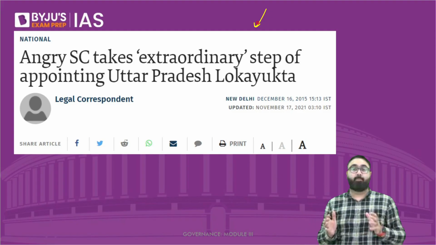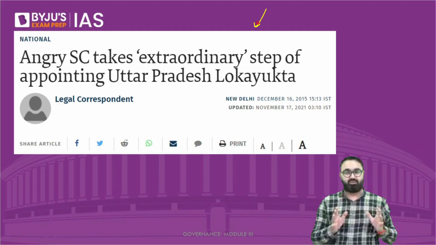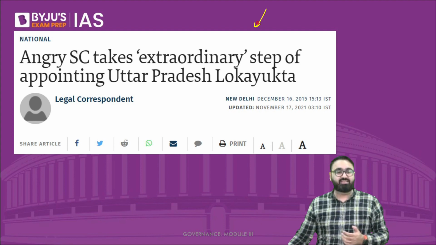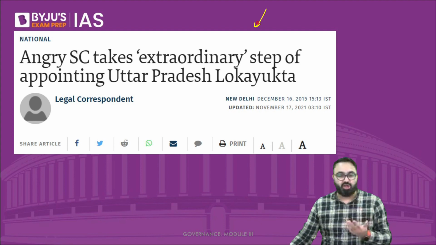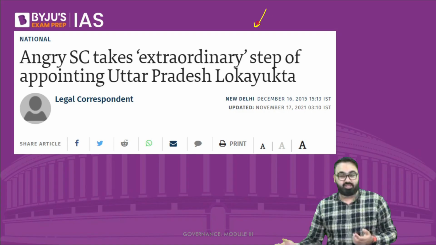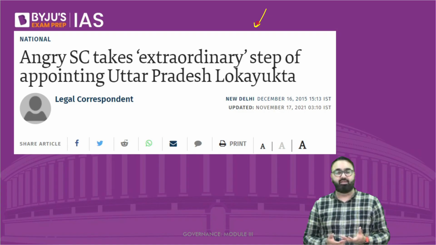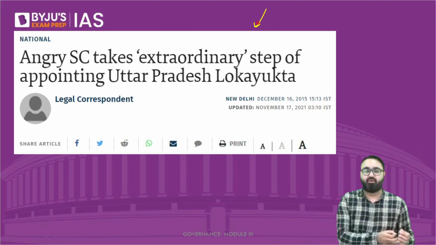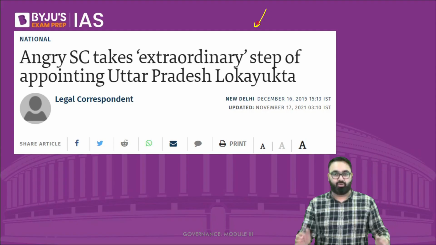Lokayukt is to be appointed by the governor of the state. That is the law. The governor appoints the Lokayukt. But in this case, since the governor was not appointing the Lokayukt, since the UP government was not interested in doing that, the Supreme Court had to use its immense powers under Article 142 to appoint the Lokayukt.